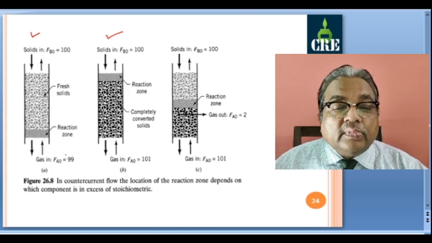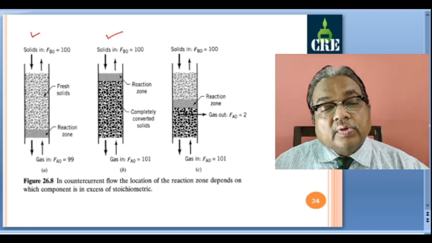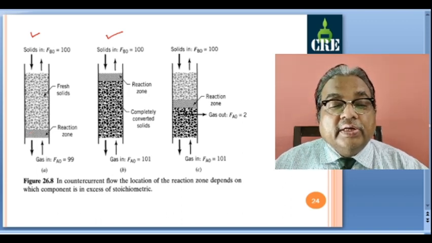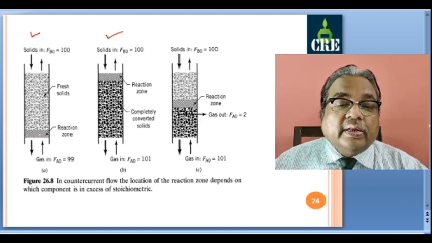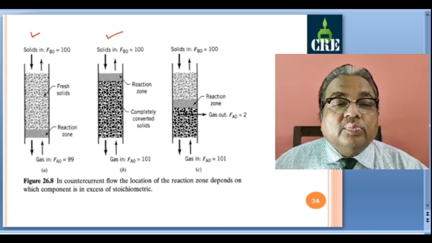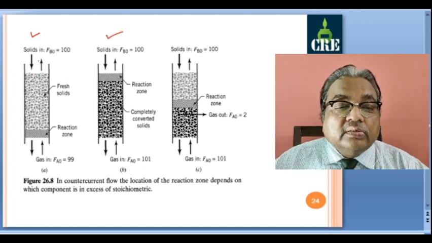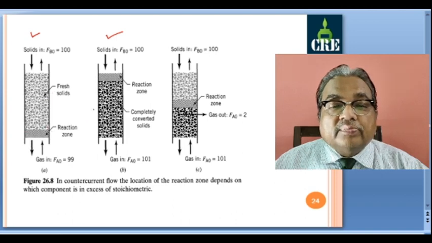And here, as this is just less than this, the reaction zone is established where gas as well as solid both are present immediately at this reaction zone. Instantaneously the reaction will take place. So, 99 moles per hour are consumed, and here we are supplying 100 moles, and this is continuously being fed. So, continuously the fresh feed is available here. So, our reaction zone is at the bottom.